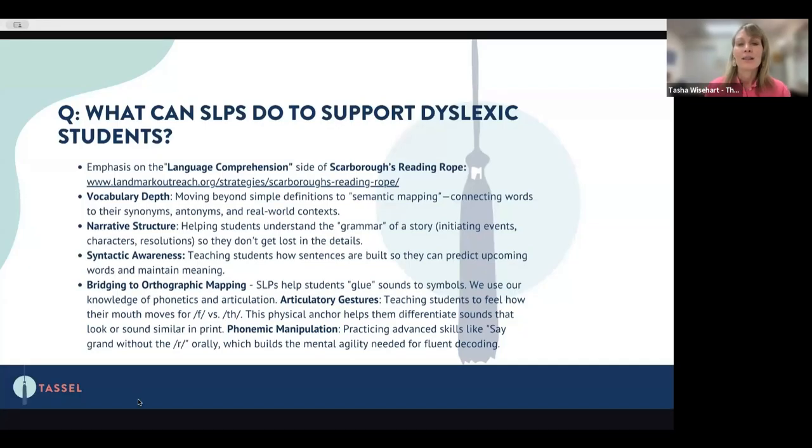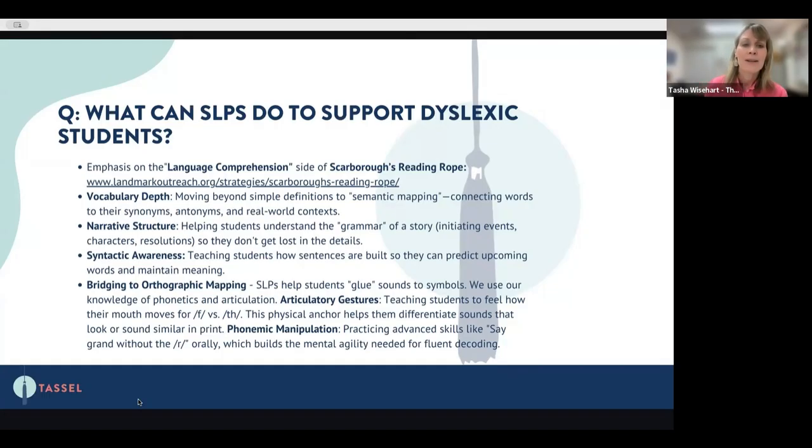And that's such an important part of our field that we can do, is work on language comprehension for our students. And again, just that depth of vocabulary, really working to connect the dots with semantic mapping. I've used this program here called Ravo, and that's another program that is great for connecting language with reading and automaticity and fluency and vocabulary. So that's another great program.